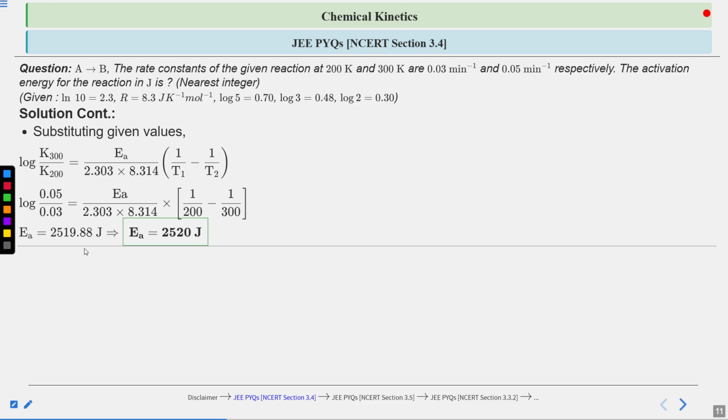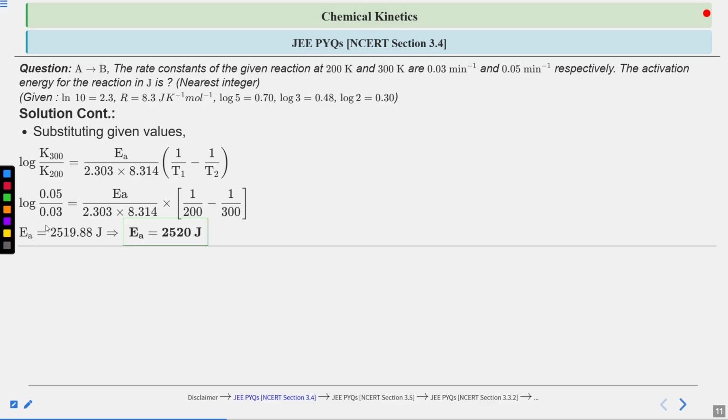Now, if you solve this, in log of 0.05 by 0.03 the decimals will cancel out. Log of 5 by 3, which you can write as log 5 minus log 3 using the logarithmic property. Log 5 value is already given, log 3 value is already given. You just have to subtract them, and when you subtract them, you get some numerical value here, which is equal to EA. EA is what you have to find out. You can multiply these two quantities and also solve this fraction.